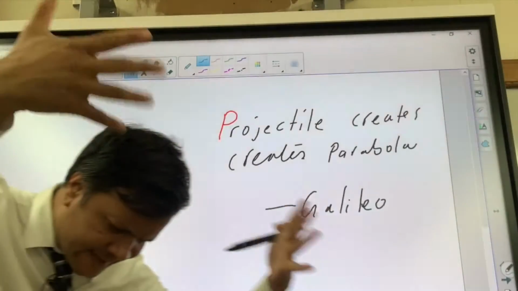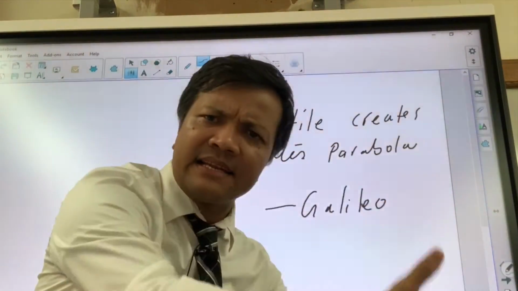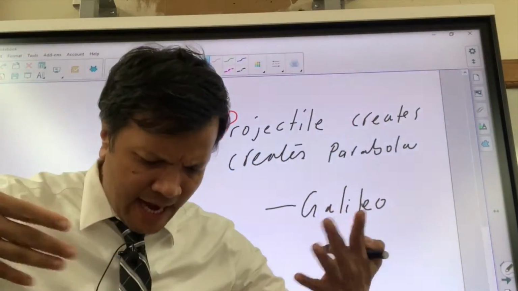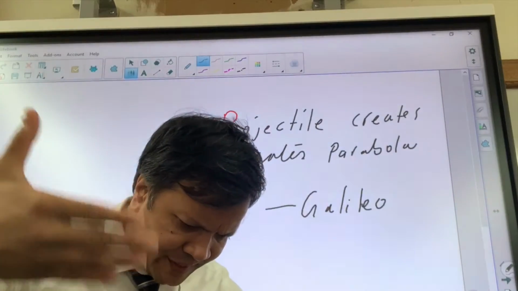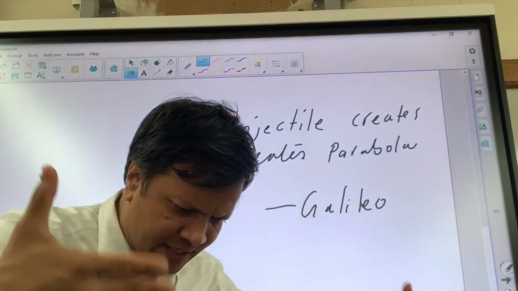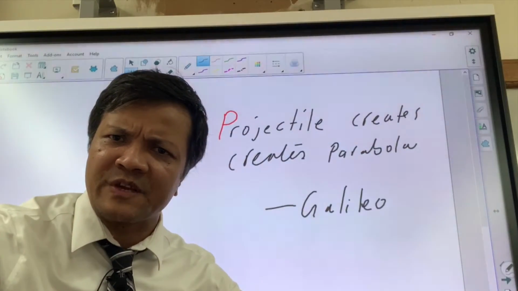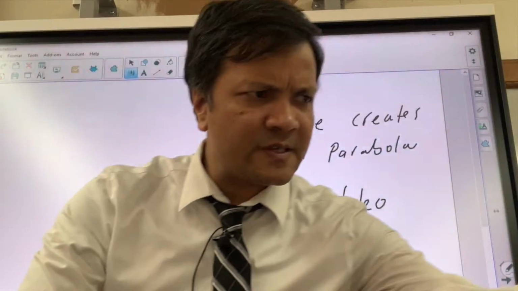Some 400 years ago, a man in Italy, Galileo, hypothesized around 1620 that projectile motion creates a parabola. Now, how can you test that? Well, it's easy and simple.